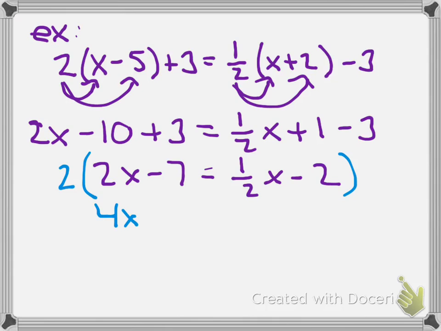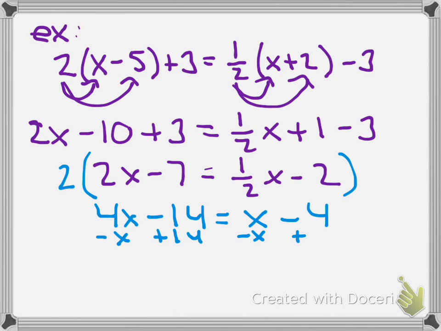I end up with 4x minus 14. 1/2 of 2 is 1x, and then minus 4. And the beauty in that is I now have a problem that does not have any fractions in it. So multiplying both sides by the least common denominator sometimes is a helpful thing to do. I'm going to move some things around now. I'm going to subtract x from both sides. I'm also going to add 14 to both sides. This will move everything over the way I'd like.